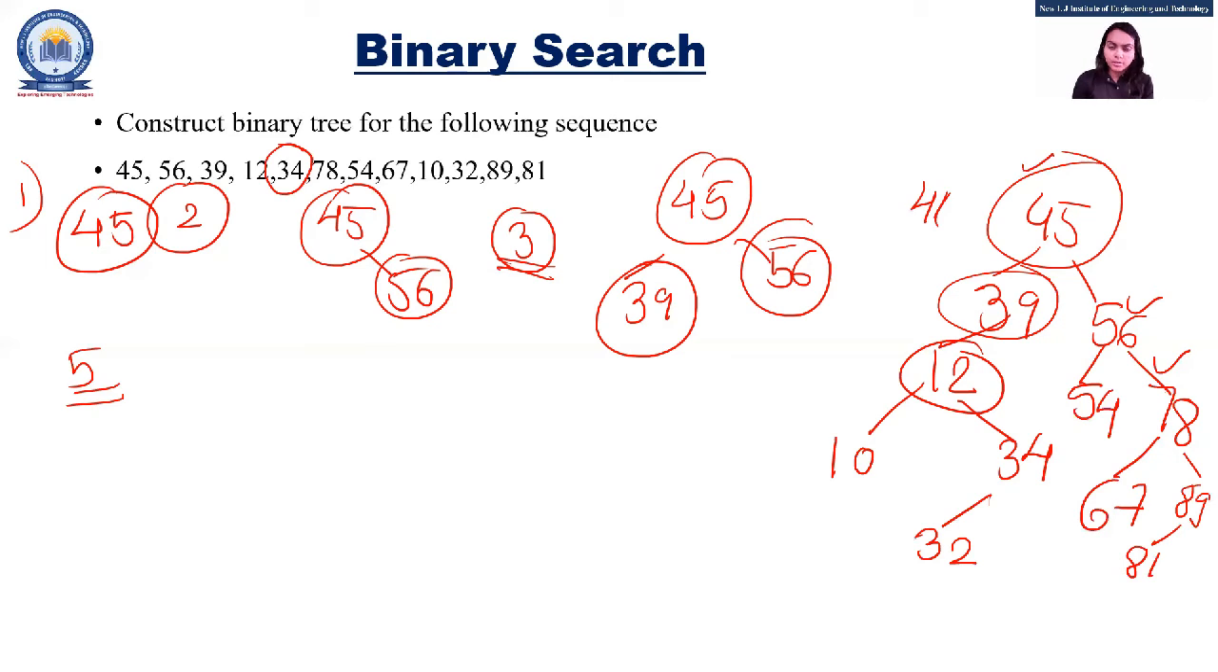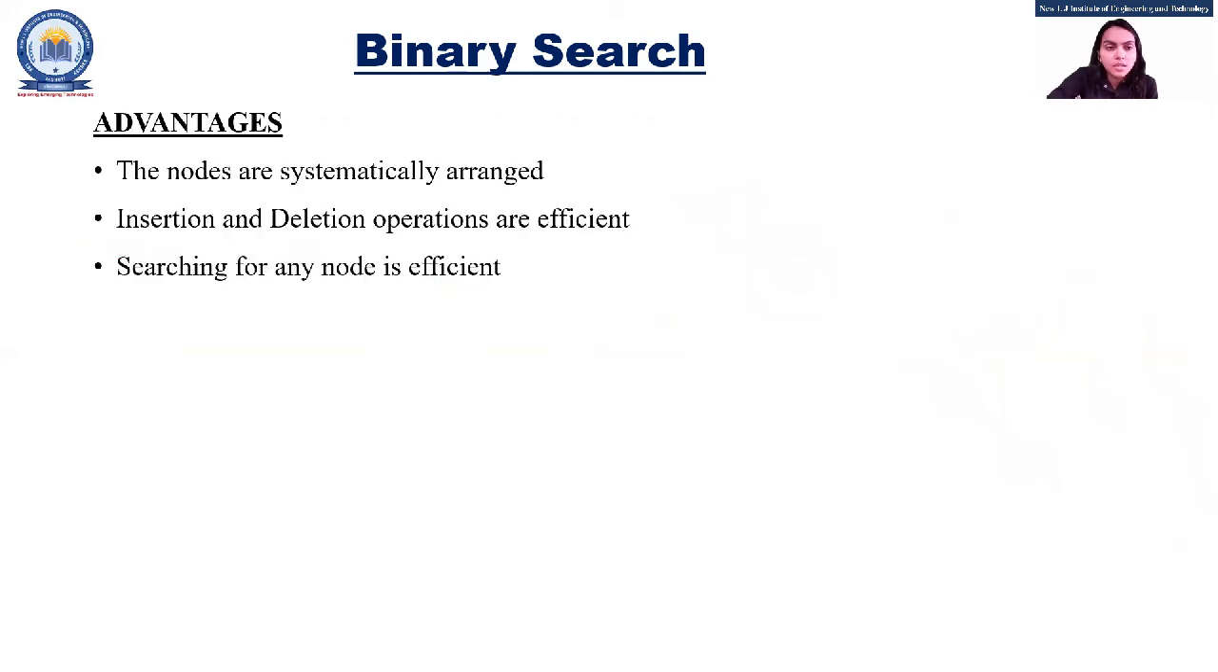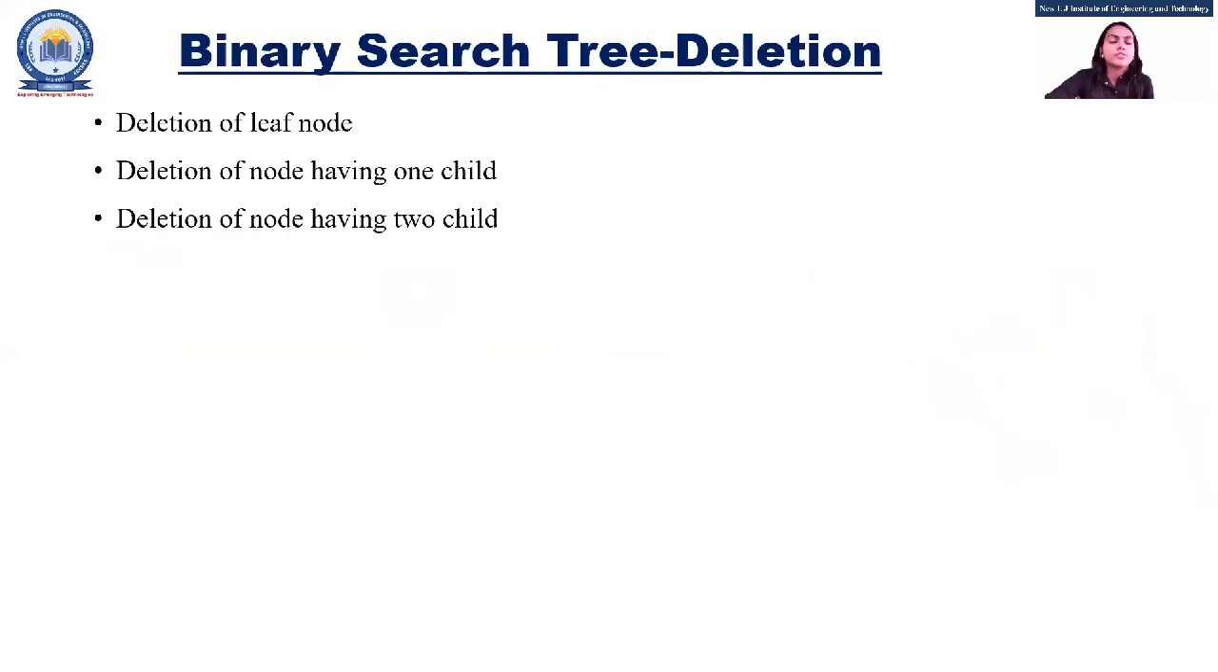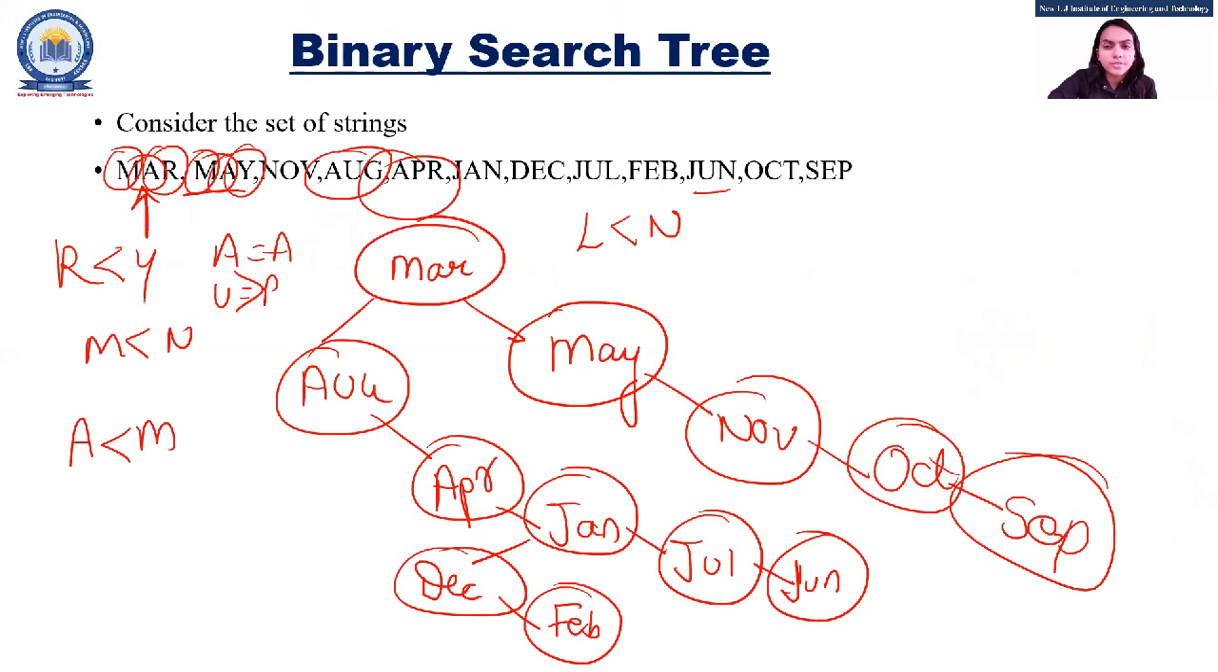First would be the root. If it is less, then go to the left subtree. If it is greater than the root, go to the right subtree. So one more thing which we have to see in binary search tree are the insertion, deletion, searching operation, and display. So we have seen how insertion is done.